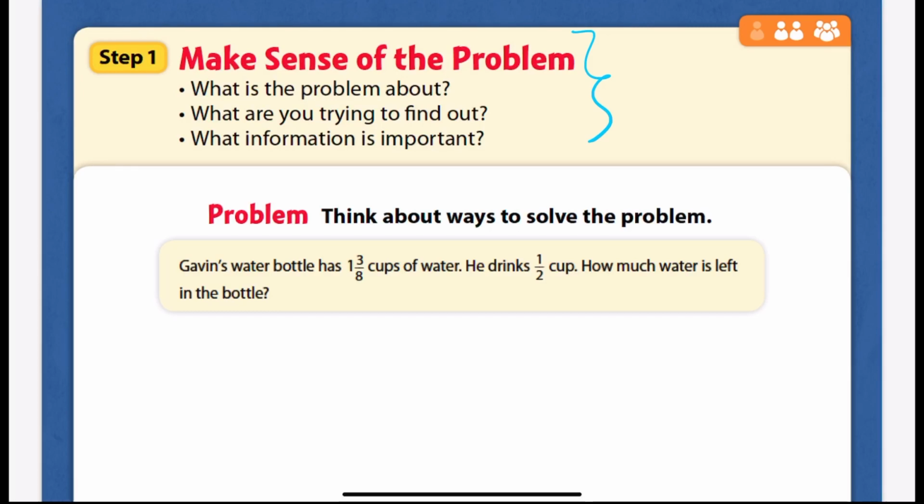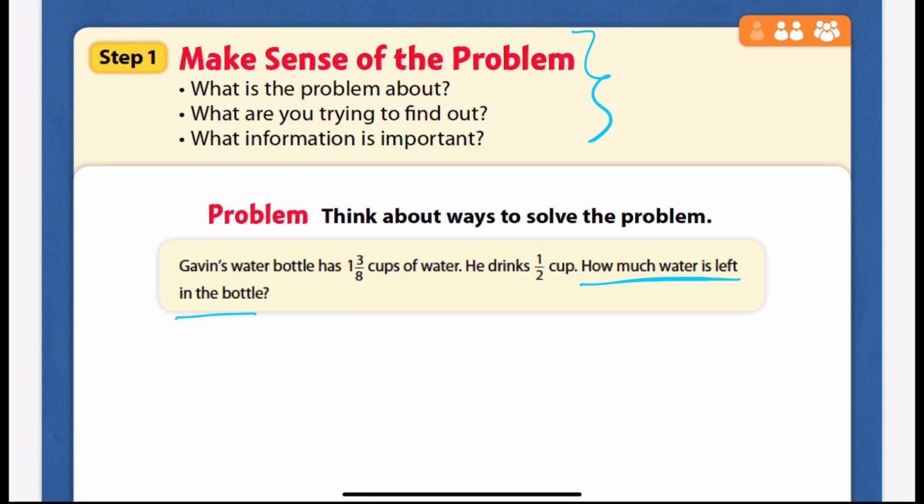All right, guys, so let's talk about it. The problem: Gavin's water bottle has 1 3/8 cups of water. He drinks 1/2 cup. How much water is left in the bottle? So what is the problem about? The problem is about a guy who has a bottle of water and he's drinking some, and then we want to know how much is left, right? So we are trying to find out how much water is left in the bottle. Right there, it says it.